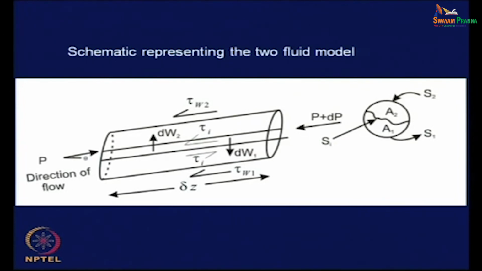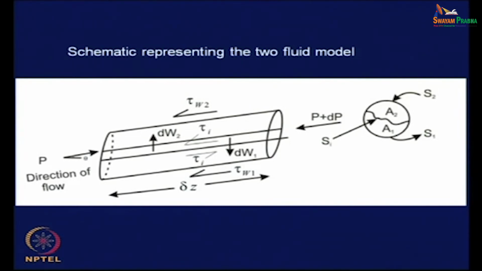The only thing which is going to vary when the two phases are not so well separated is the area over which tau I acts and the magnitude of tau I as well. In this particular case it is pretty straightforward, and evaluating SI, the interfacial wetted perimeter along which tau I is acting, is much more straightforward here. It will be much more complicated when the two phases are mixed together. But anyhow, the two fluid model is the most fundamental model.